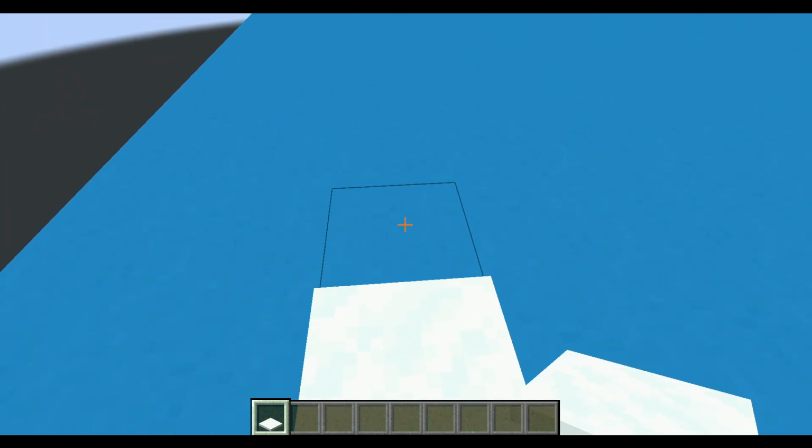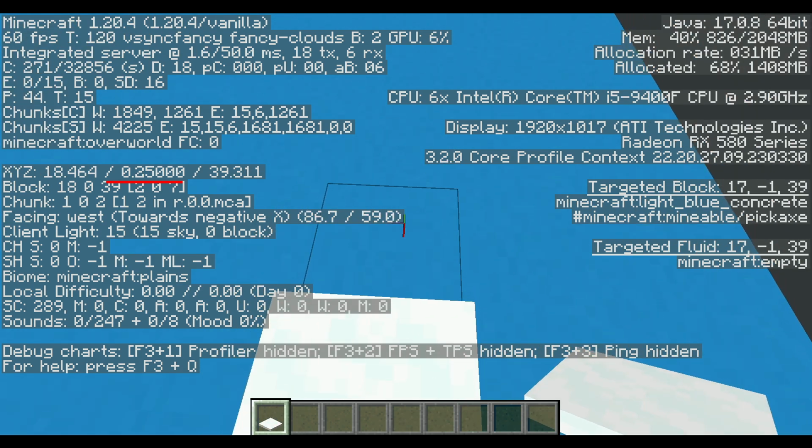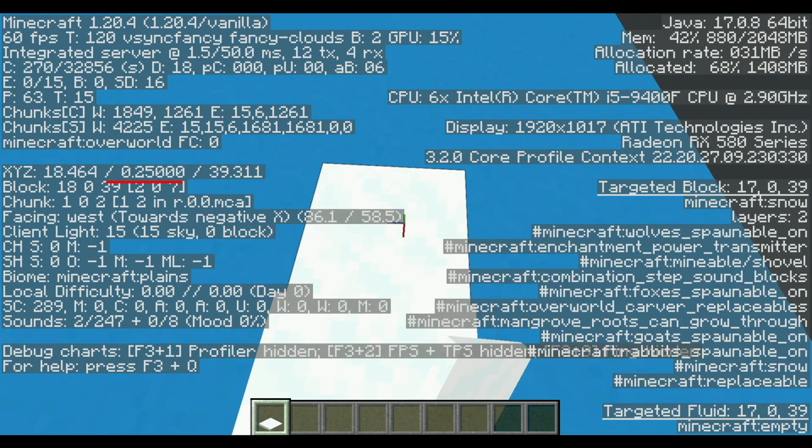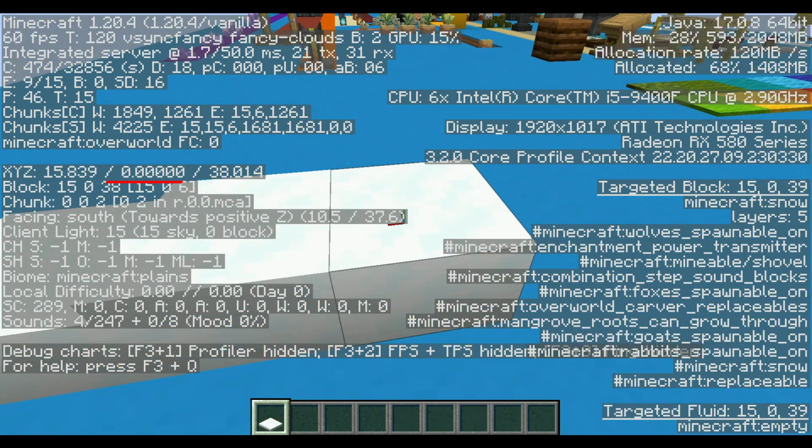So 1 layer, there's no height to it. 2 layers though, we go up 1/8. 3 layers, we go up 2/8 or 1/4, right? So we're at 0.25. 4 layers is 3/8 and so on and so forth. So we got 5, 6.